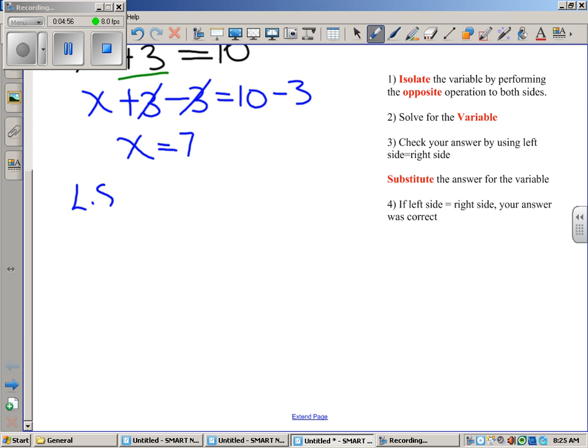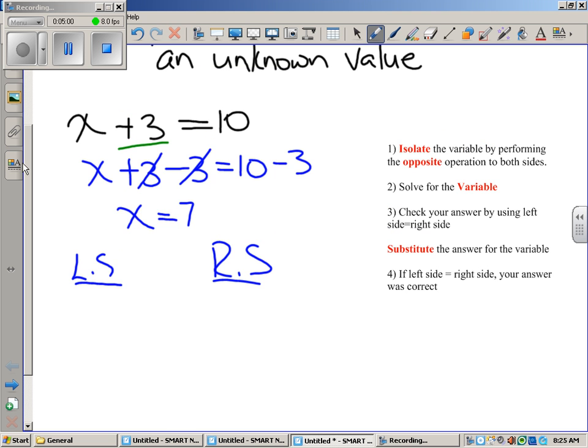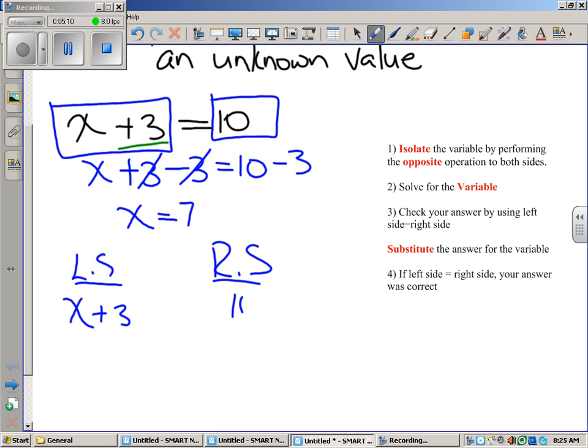Left side, right side. When we do our left side and our right side, we have to go back to the original question. This was my original left-hand side, x plus 3. My original right-hand side of my question was 10. So that's what it means to go back to your original question.